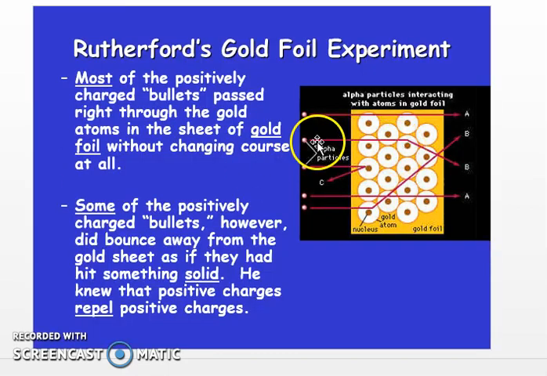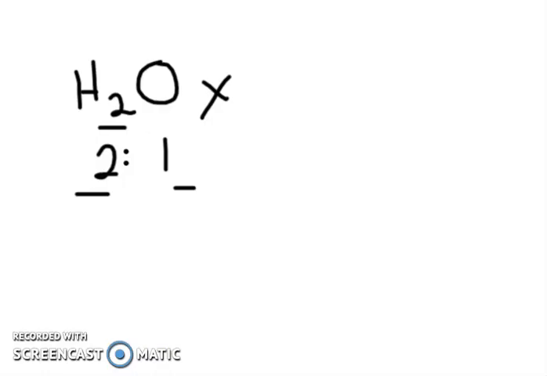This picture is nice to see too. These positive particles, whenever they hit the positive center, would get deflected because positive and positive repel. So his main idea here is, yes, Rutherford discovered the proton in the nucleus, and he also discovered the fact that most of the atom is empty space.